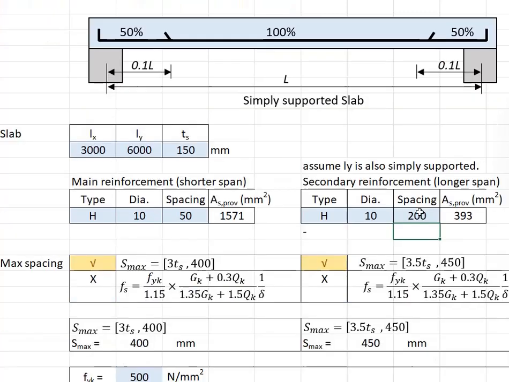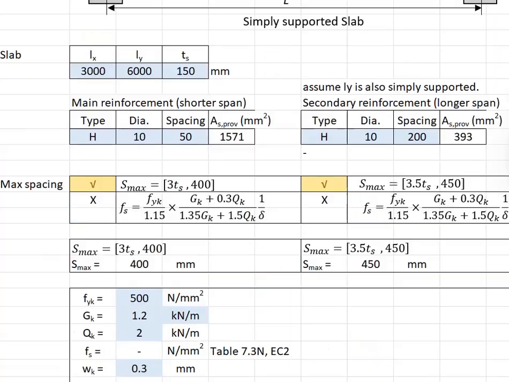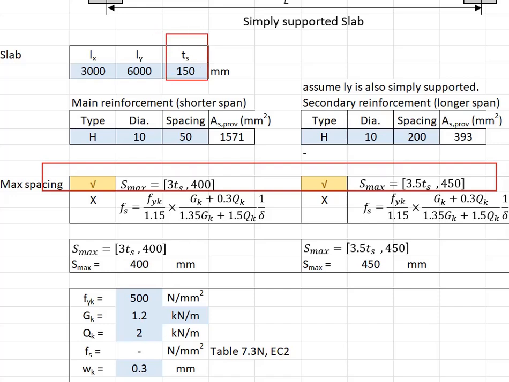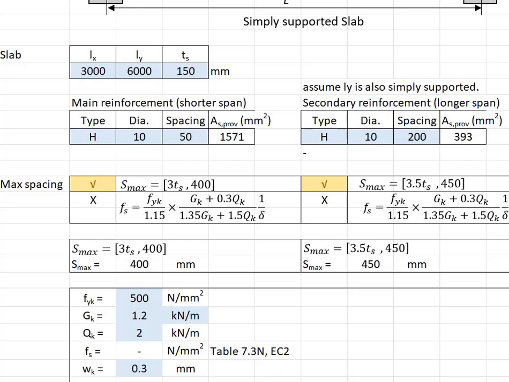Next, we would like to check whether the maximum spacing is exceeded. There are two methods for you to check the maximum spacing, depending on the thickness of the slab. The first method is simpler, where the maximum spacing is already specified. This is applicable when the thickness of the slab is less than 200 mm. If the thickness of the slab is more than 200 mm, you will need a formula for you to determine the stress in the reinforcement bar.